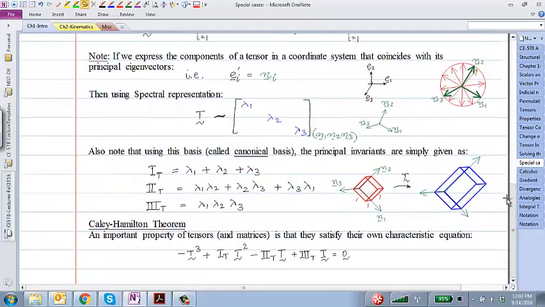All right. Now, we've talked a little bit about what the invariants mean physically, but there's a very nice interpretation for the physical meaning of these principal invariants. Okay, so let me ask you to consider this. By the way, a tensor expressed in its own n1, n2, n3 basis is called the canonical basis. Okay, so let me ask you to consider this sort of a picture here.